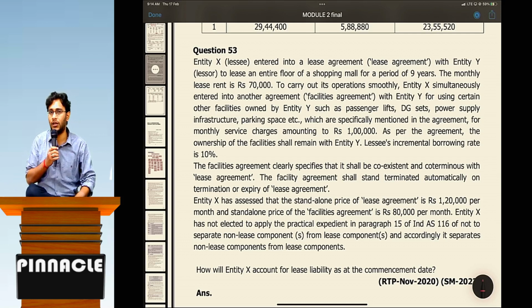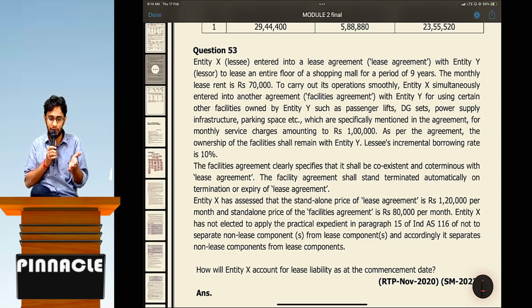Sir, what you wrote in your contract is irrelevant, if you remember. This is a contract where there is a lease component, which is a floor of a building, and then there is a non-lease component also. When you have a lease and a non-lease component, you are going to split the overall consideration in the ratio of standalone selling price. So what you wrote originally in your contract becomes irrelevant.